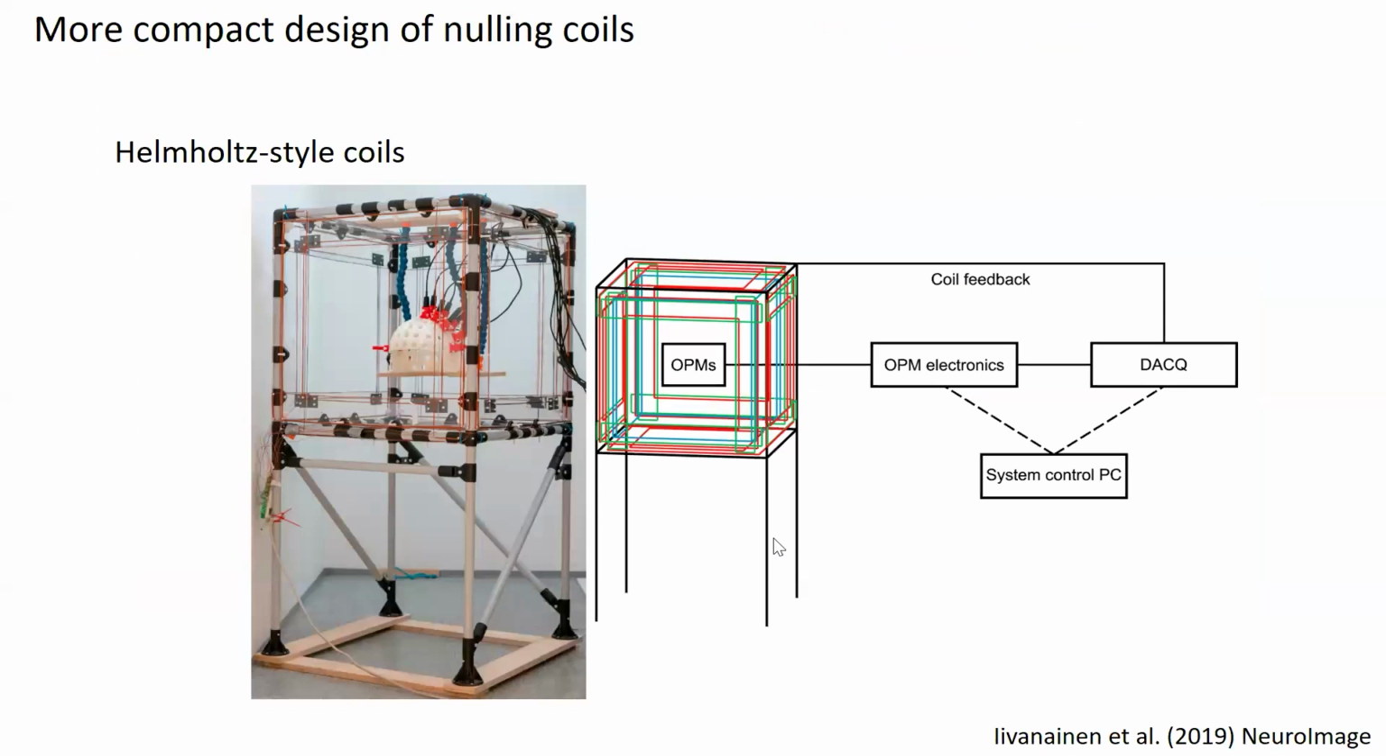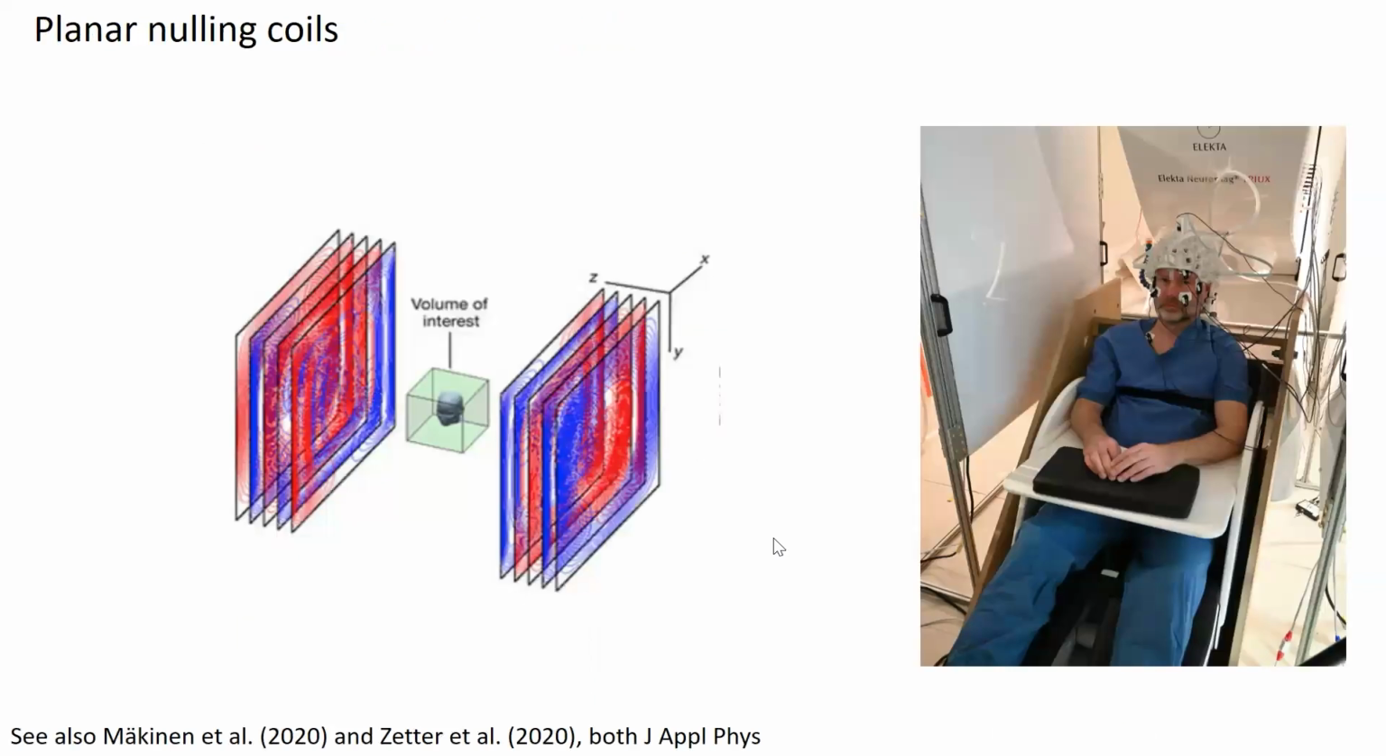This is also a design that you've already seen, a more box-shaped arrangement of Helmholtz coils that was developed at Aalto and tried out there. It's not as friendly for the participant because the participant has to slide in the box, has to stick his head in. It's rather present. So that's why people moved on and came up with the idea of planar nulling coils.